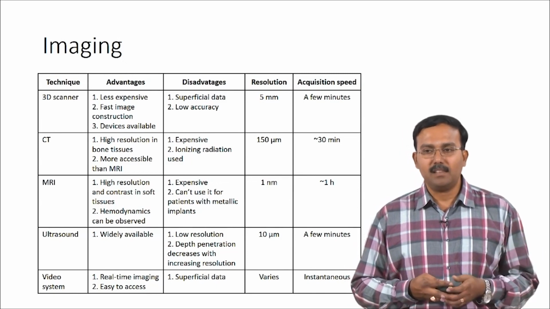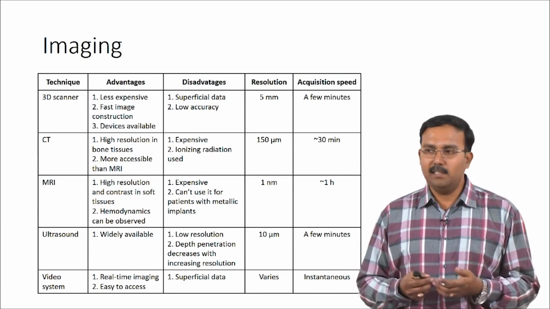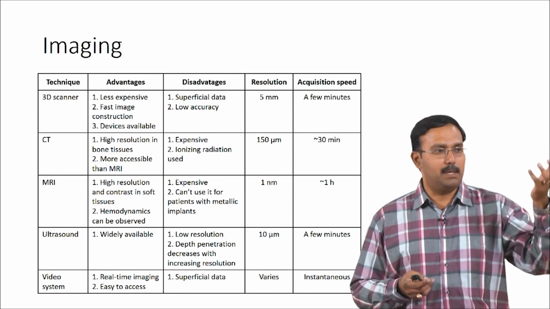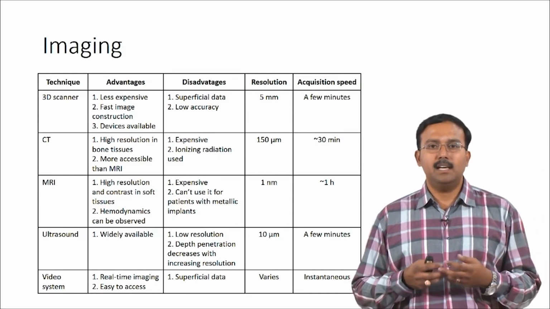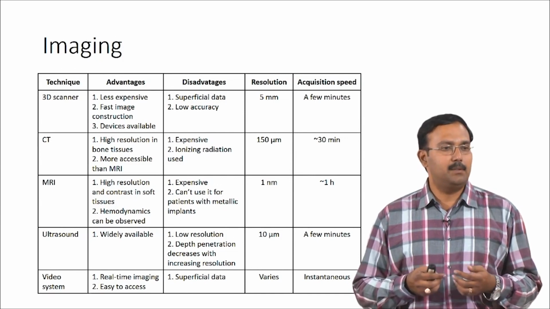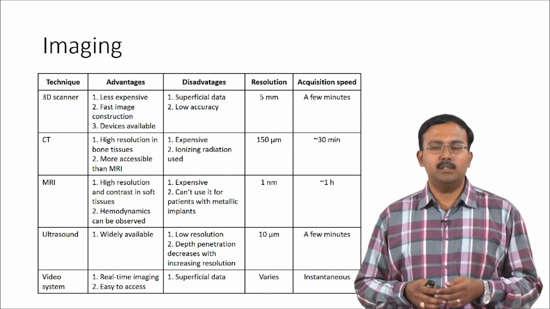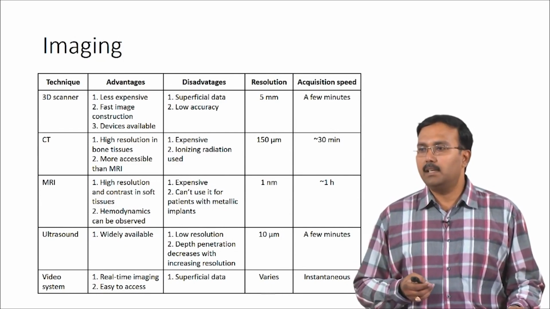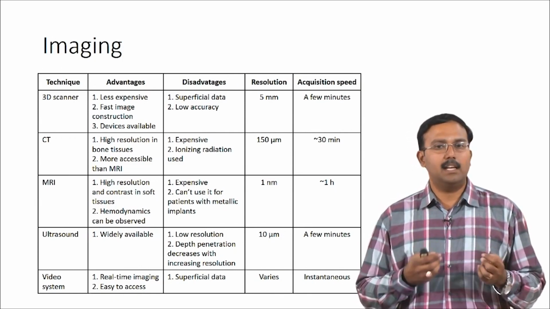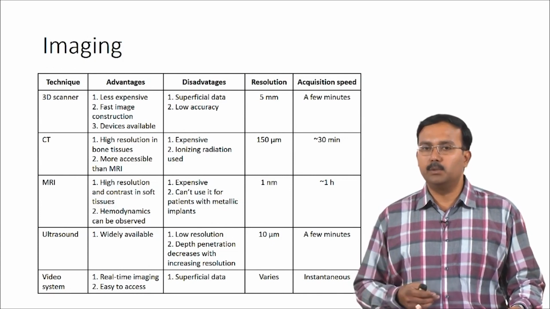Ultrasound is a more widely used technique. It is quite easy to use. You just use a small scanner, scan the person, and you will be able to see the tissue. It has low resolution, and depth perception can decrease if you increase the resolution. It has about 10 micrometer resolution and can take a few minutes, but it mostly gives outer structures; inner structures become very difficult because the resolution gets poorer as you go deeper.